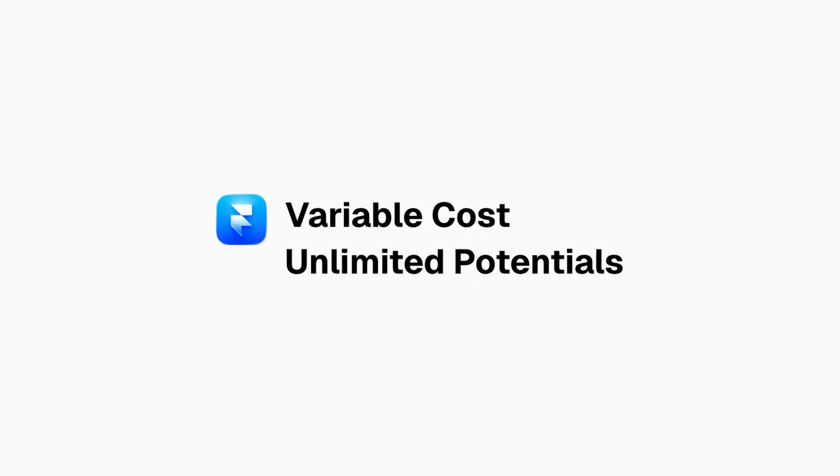So let's think of it like this. Squarespace: fixed cost, fixed ecosystem. Framer: variable cost, unlimited potential. All right, who each platform is actually for.